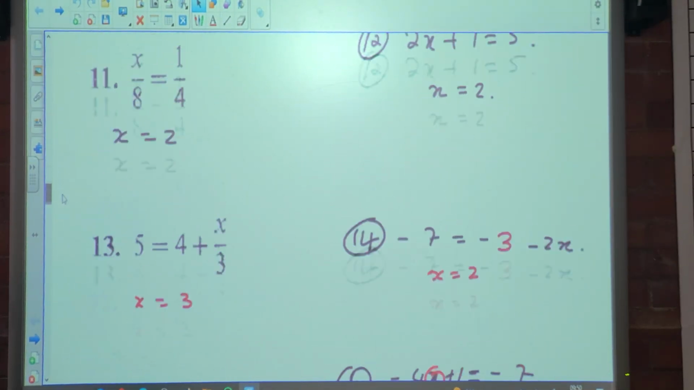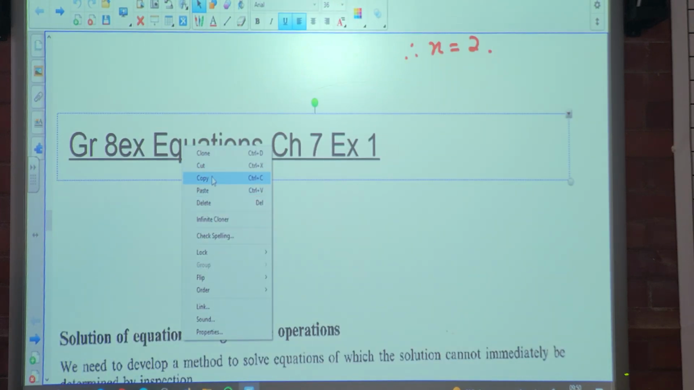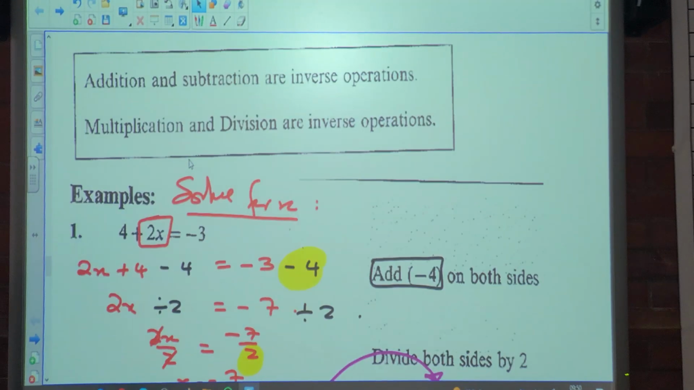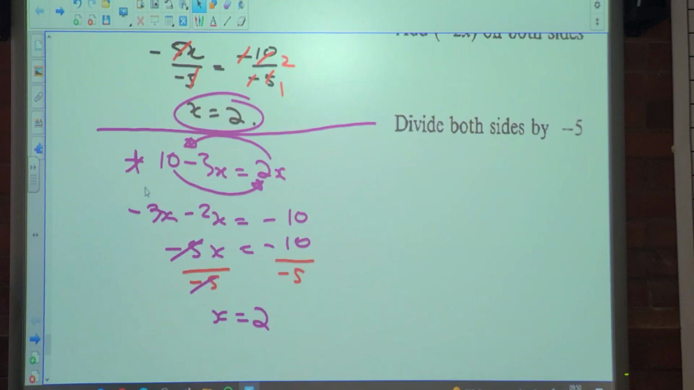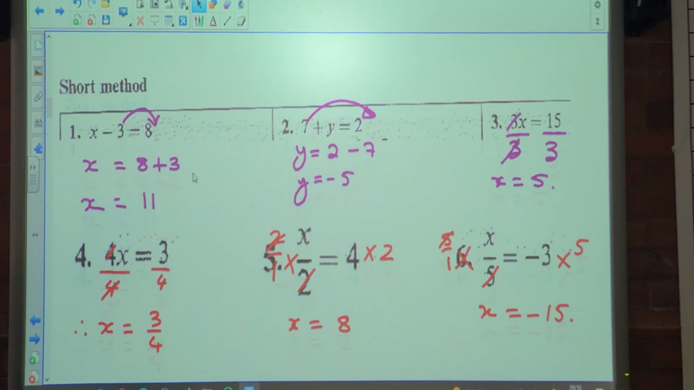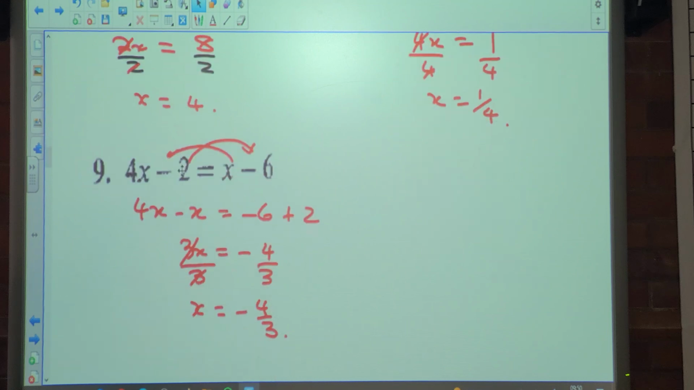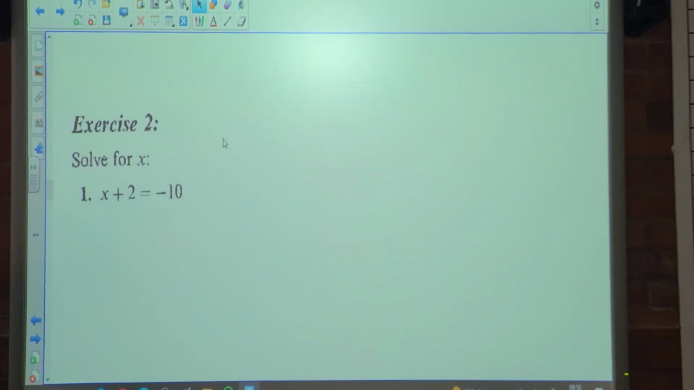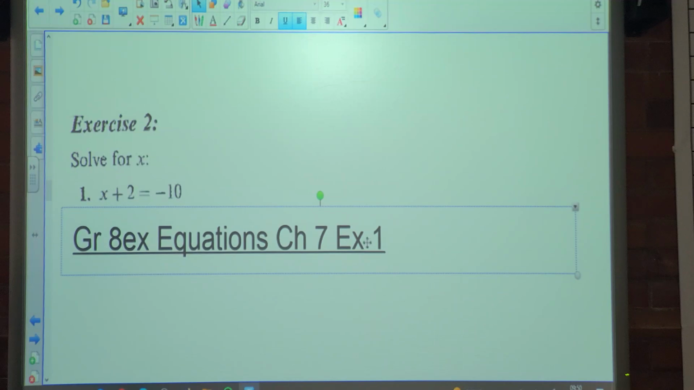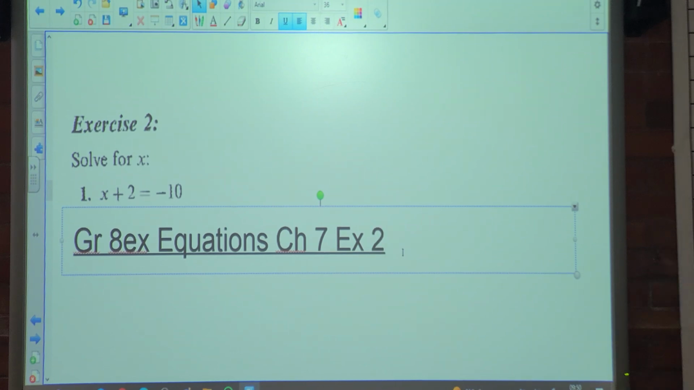Alright, so just going to mark the exercise 2, the odd numbers. At this point, you have done that for homework already. I'm going to mark the odd. You did odd and even was yesterday. Then we were using the rules of shorthand, or the short method, that we introduced to you yesterday.